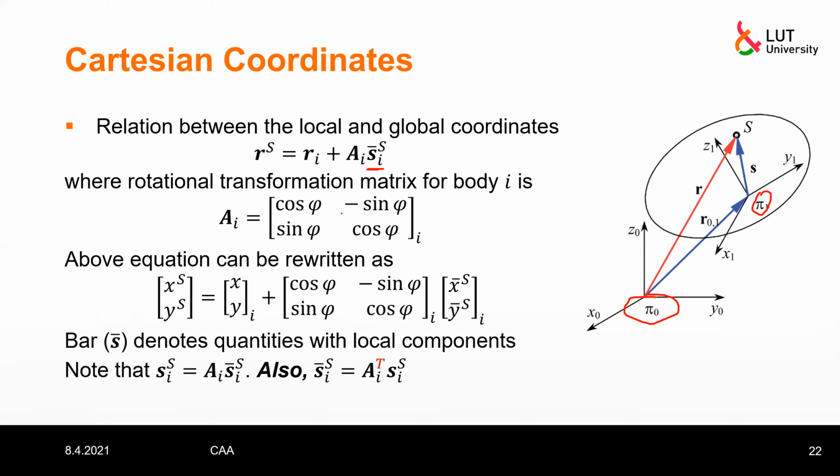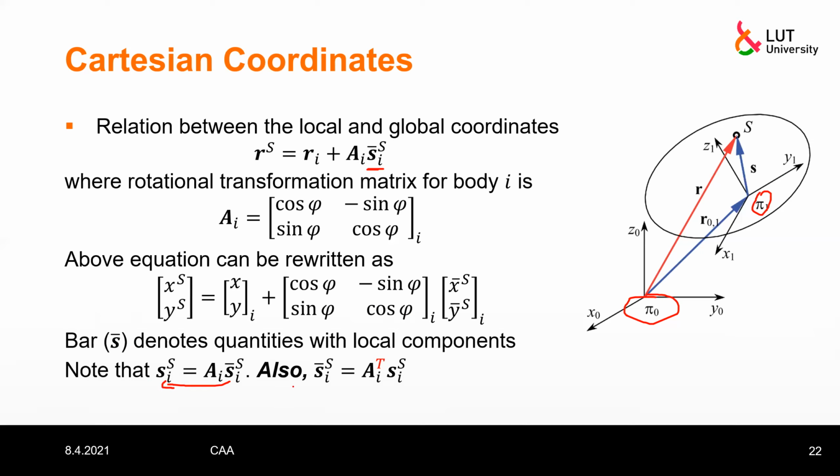And it's defined as here. Phi is the angle between global and local coordinates. With this angle, we can define this transformation matrix as cosine phi, minus sine phi, sine phi, cosine phi. Explicitly writing, we can write it in that form. And here the notation with bar denotes quantities with local components, and we can transform using matrix A from local to global.